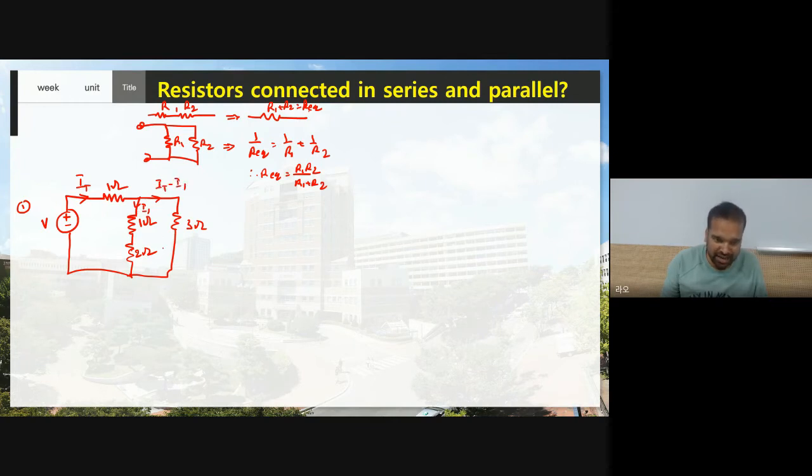Then this IT minus I1 is coming here. From here, I1 current is coming, and these two currents will get combined at this point. So I1 plus IT minus I1, the I1 and minus I1 will get cancelled. Then IT current is coming here, and the same current will flow to the source. As per this assumption, IT is leaving the source and IT is coming to the source. Therefore, your assumption of current is correct.